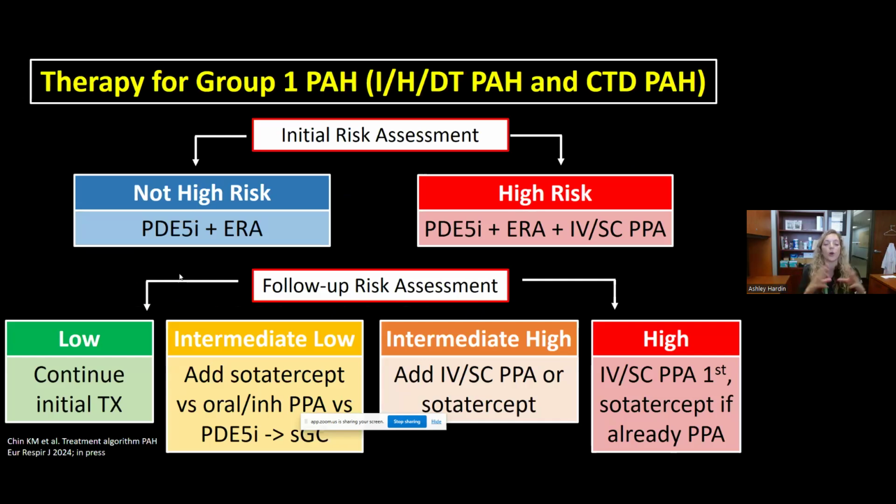So for therapy for group 1 PH, we're talking about idiopathic, hereditary, drug and toxin associated PH, and connective tissue disease associated PH. In these patients, you're going to do an initial risk assessment. Based on what their risk is, you're going to deem them either high risk or not high risk. That's your first treatment algorithm decision. Then you're going to reassess their risk 3 to 4 months after they've started treatment. You're going to reclassify them, and that's going to help you determine their short-term prognosis and whether you need to change their medical therapy at that point in time.